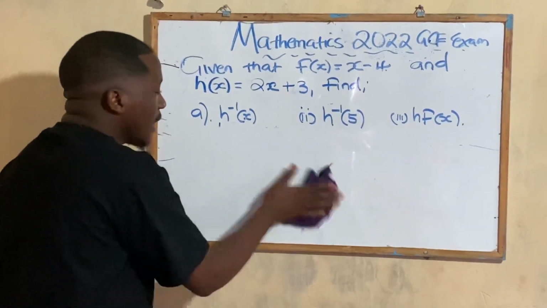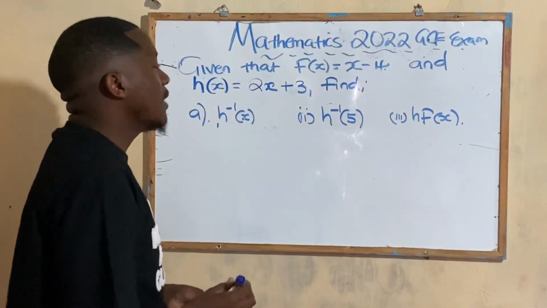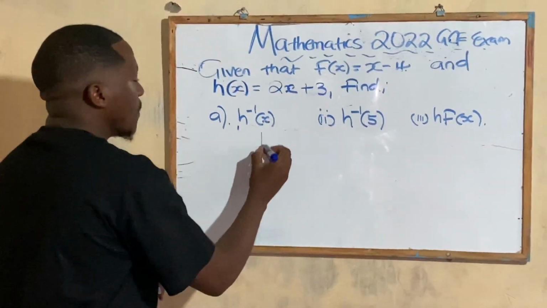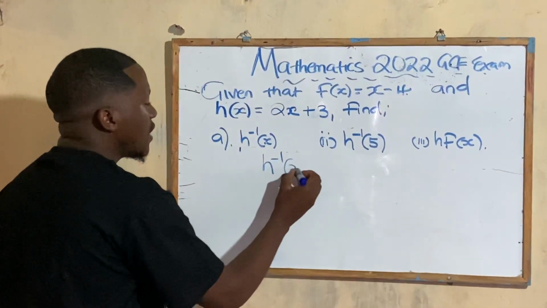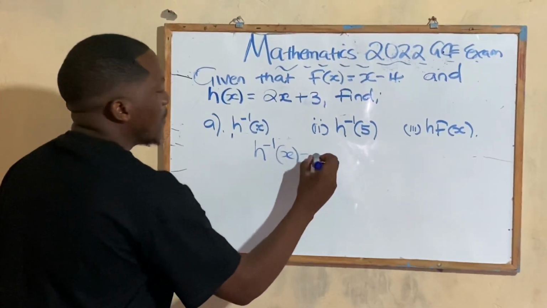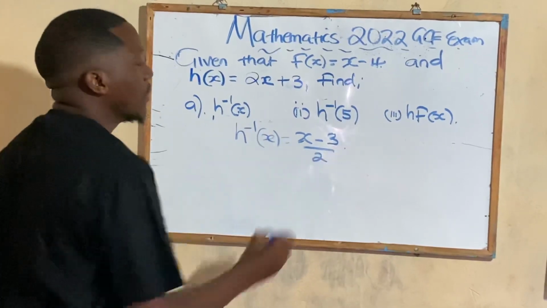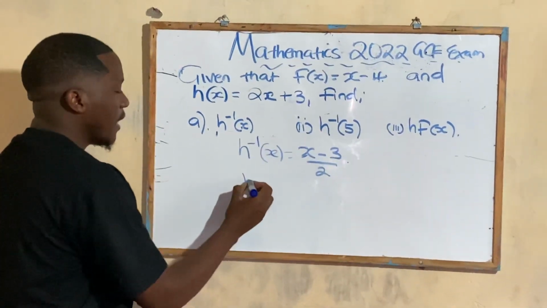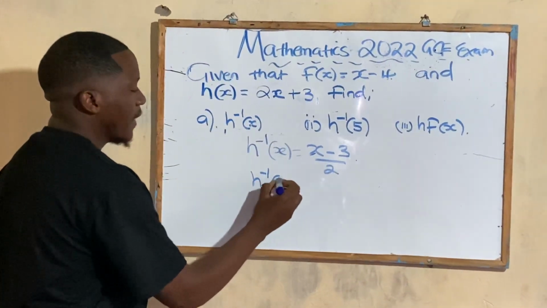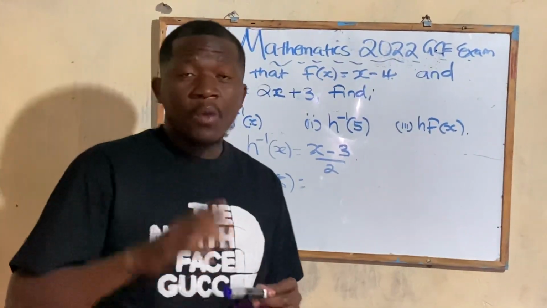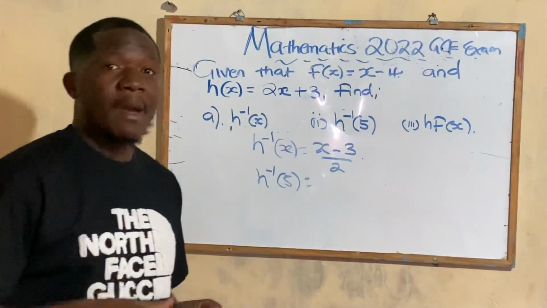Then moving on to the second one, it says h inverse of 5, which means we have what we are calling h inverse of x, which is (x minus 3) over 2. Now, this one is trying to say h inverse of 5. So when we talk about h inverse of 5, in this case, we're trying to talk about a number.